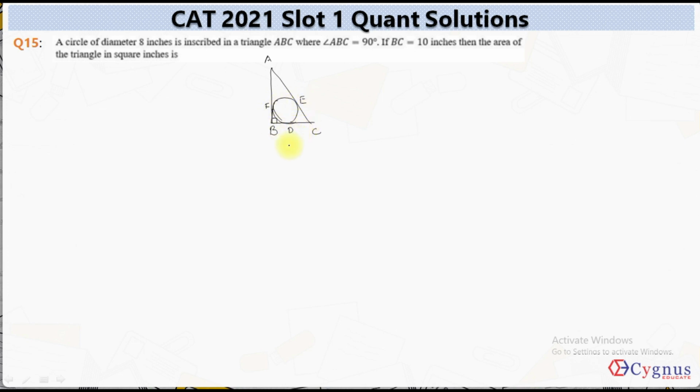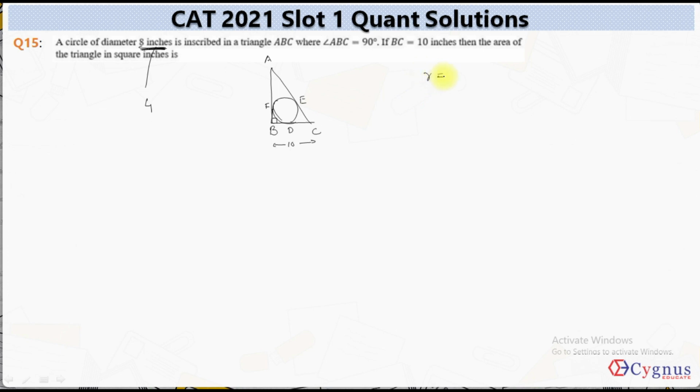If BC is equal to 10, this complete value is given equal to 10. What else is given? The diameter of the circle is 8. That's why the radius becomes how much? 4. Then the area of the triangle in square inches is... Okay, I need to find the area.